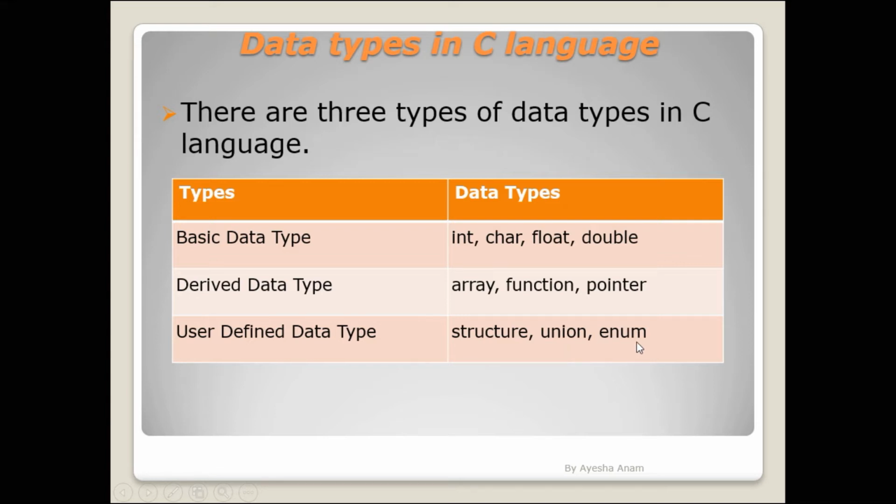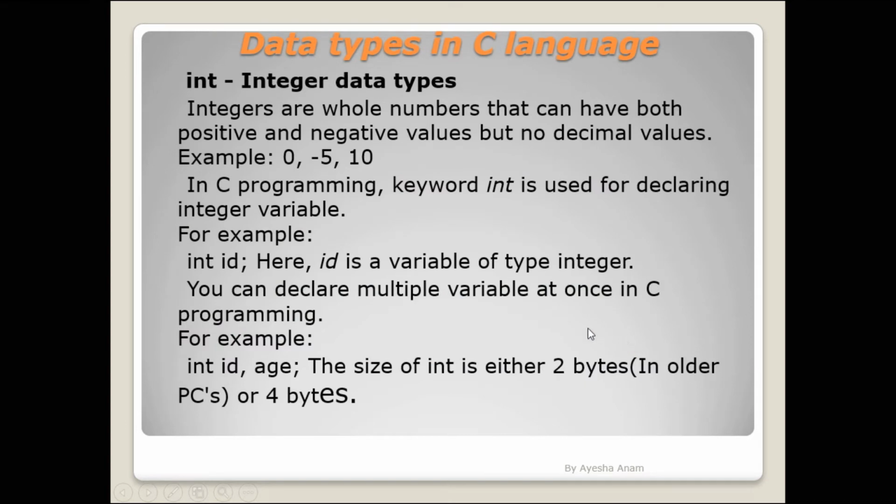Now we will go for the basic data type. The first basic data type is integer. If you are using the number in your data in your program, it may be either whole number or real number. If your number is whole number, then it is categorized as the integer data type, and we have to use the keyword int. This number may be positive or negative, but this number does not contain the decimal values. For example, 0, -5 and 10 are the integer type of values.